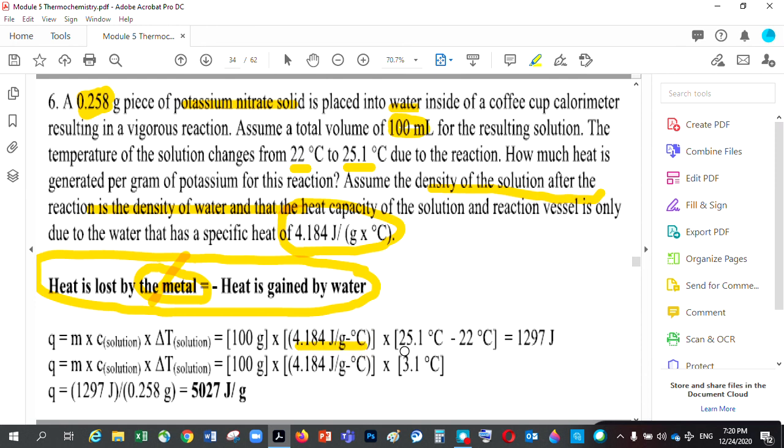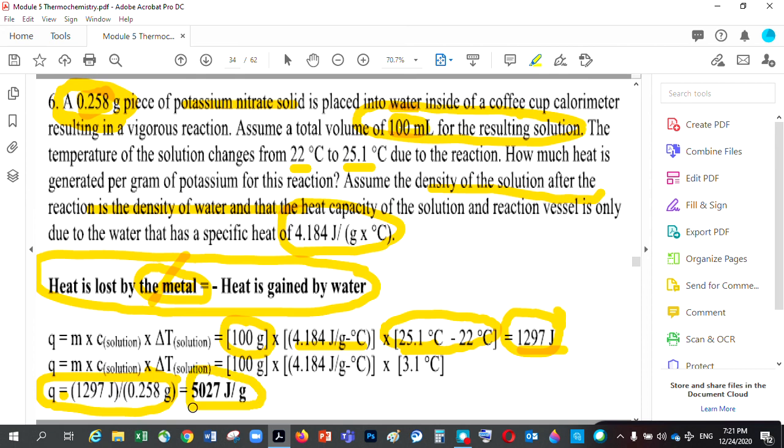And this is delta T. Now, we assume the total volume of the solution is 100 mL. So 100 mL, assuming the density is 1, is 100 grams. So we came up with this amount, correct? Now, this is what we have here, and this is 1,297 joules, correct? Now, with this amount, we have to relate it to the amount we have, correct? So we take the joules we have calculated, divided by the amount, 0.258 grams of potassium nitrate, and we divide this amount here, and we get 5,027 joules per gram potassium nitrate.